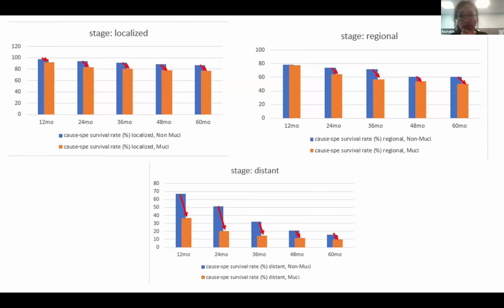Is it? Yeah. I would do just the Kaplan-Meier curve, because it's too many landmarks. Oh, yeah.